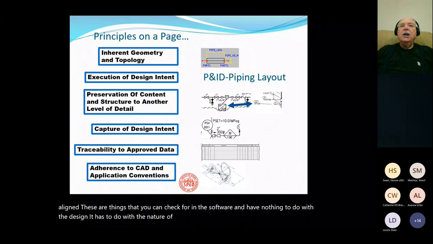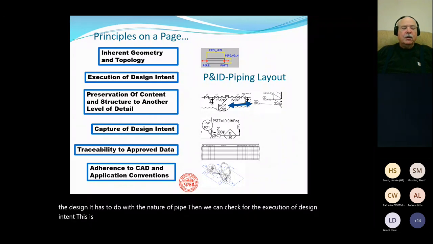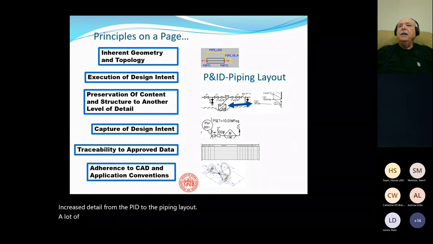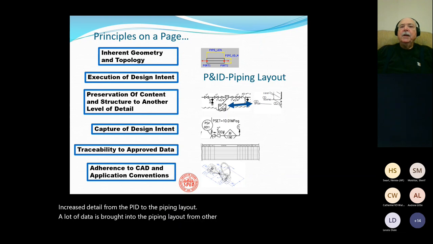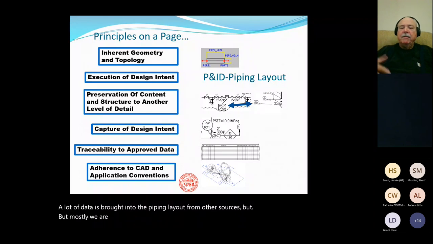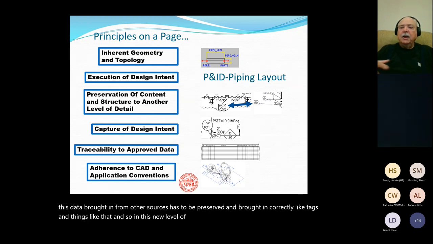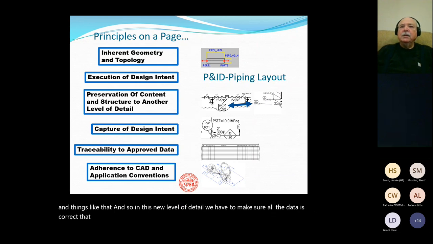Then we can check for the execution of design intent. This is the increased detail from the P&ID to the piping layout. A lot of data is brought into the piping layout from other sources, but mostly we are adding detail and refining the P&ID into another level of detail. And then this data brought in from other sources has to be preserved and brought in correctly, like tags and things like that. And so in this new level of detail, we have to make sure all the data is correct that we brought in from other sources.